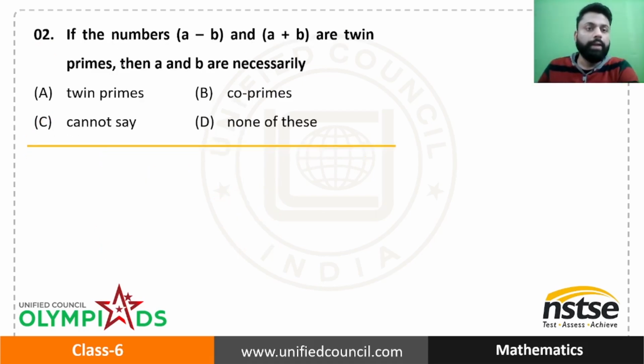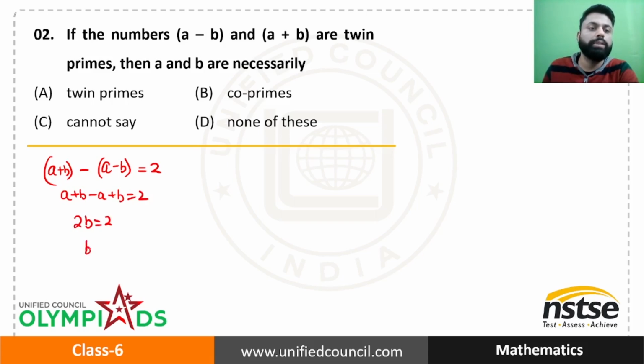Next one. If the numbers a minus b and a plus b are twin primes, then a and b are necessarily what numbers? So we know that the difference between the twin primes is 2. If we find out the difference, a plus b minus a minus b will be equal to 2. This implies 2b is equal to 2, or b is equal to 1. As this value is equal to 1, that means both of these numbers are going to be co-prime numbers.